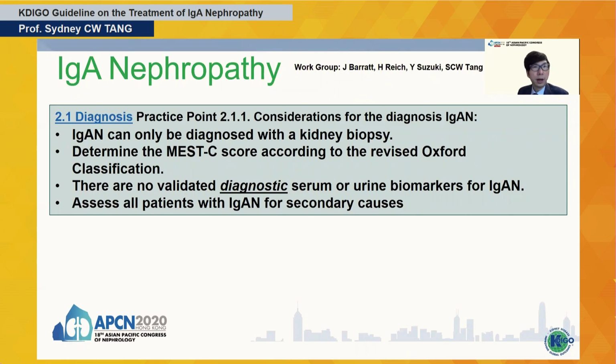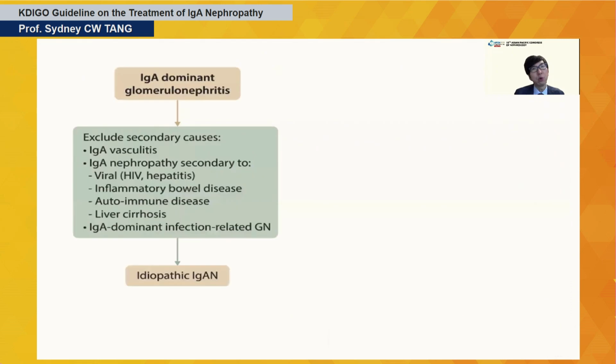So first of all, on diagnosis 2.1, it is a practice point on the considerations for the diagnosis of IgA nephropathy. IgAN can only be diagnosed with a kidney biopsy, and once diagnosed, we need to determine the MEST-C score using the revised Oxford classification. Note that there are no validated diagnostic serum or urine markers for IgA nephropathy, and indeed we need to assess all patients diagnosed with primary IgAN for secondary causes.